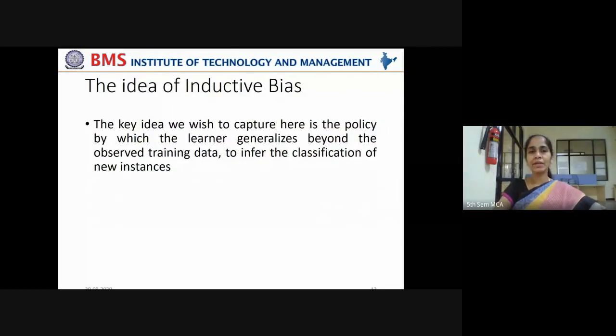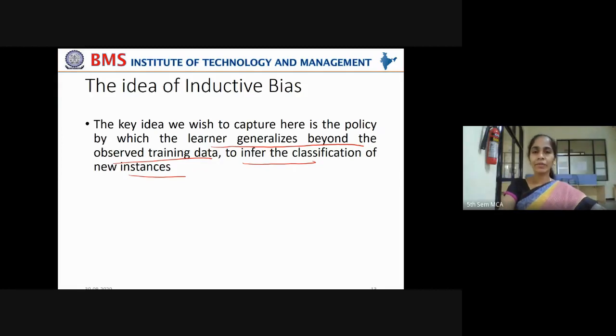So what is the basic idea of inductive bias? The key idea we wish to capture here is the policy by which the learner generalizes beyond the observed training examples. How will a learner generalize beyond the training examples to new data points? What is the assumption it has made? By considering that it is a conjunction of the attributes to infer the classification of a new instance. That idea is used to infer the classification of the new instance.